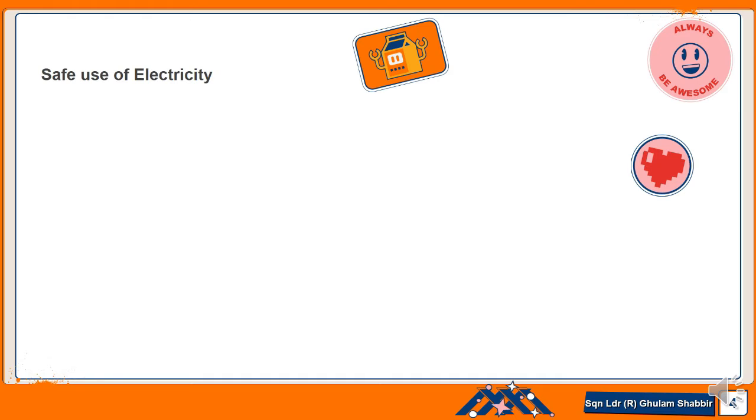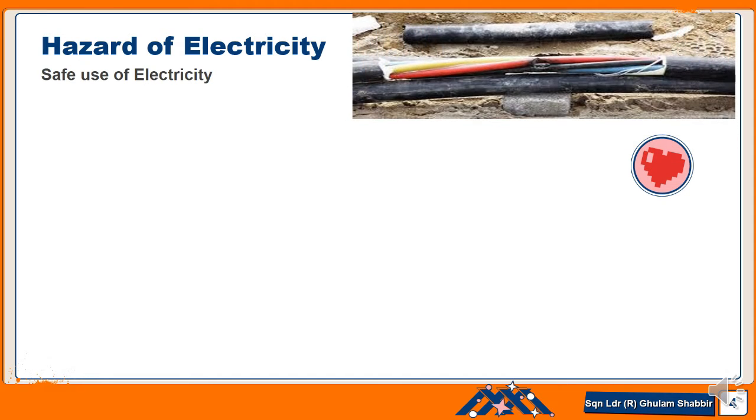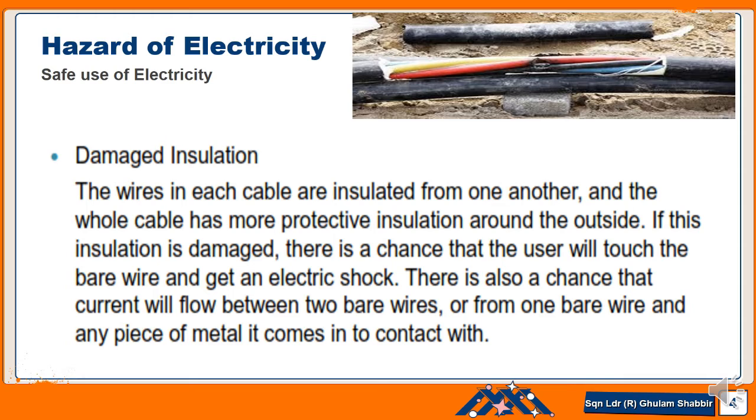So, how can we use electricity safely by knowing these electrical hazards? The first electrical hazard, as I just said, is damaged insulation. You can see in the picture that the wires are damaged due to some reasons, and the conductor is already exposed. So when you touch them, you can get an electric shock.